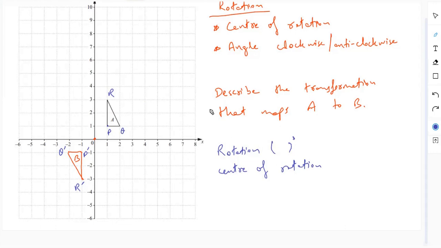Okay, now once we know it's a rotation, we need these 2 things: the angle of rotation and its center of rotation. How do you figure out the center of rotation? For finding the center of rotation, I make a line here. To find the center of rotation, what you're going to do is draw perpendicular bisectors of corresponding points.